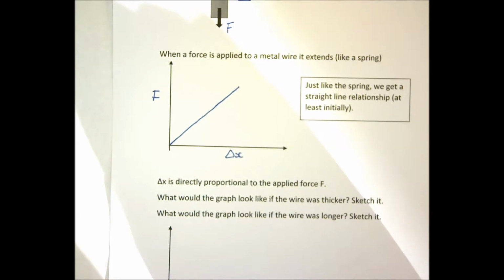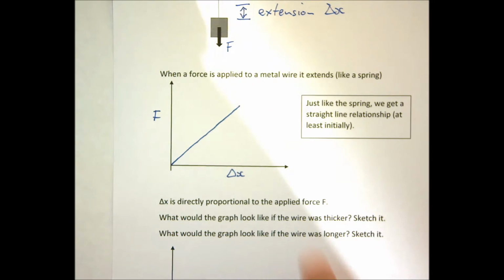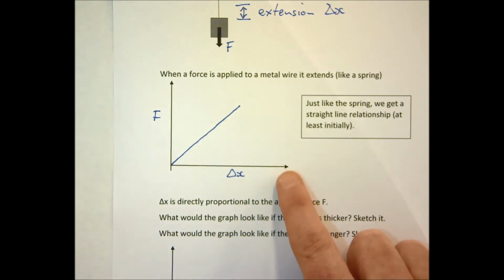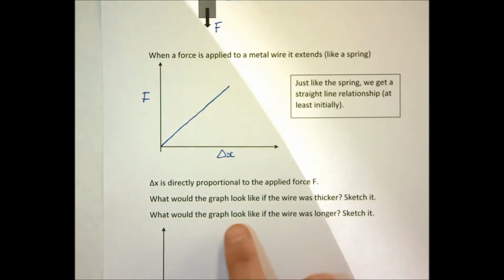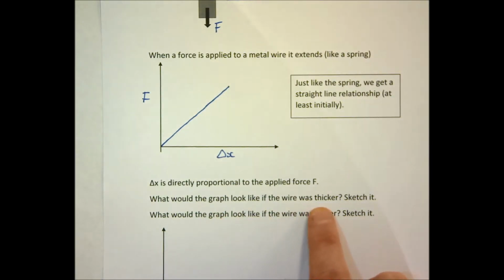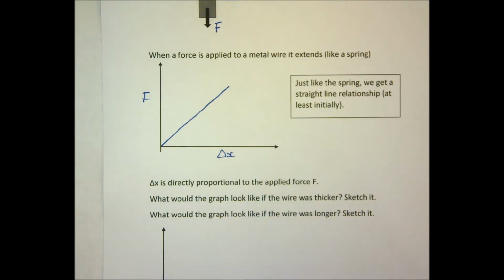Okay, I have a couple of questions now for you. So what I want you to do is to sketch the graph that I've drawn here, and then I want you, on the same graph, to sketch what the graph would look like if the wire was thicker, and what would the graph look like if the wire was longer. So basically you're going to have two lines added to this. What would it look like? Okay, when you have done your sketch, then you can carry on with the video.